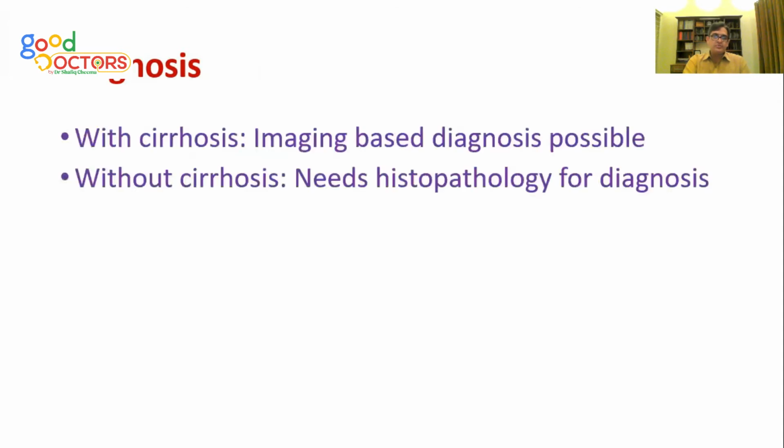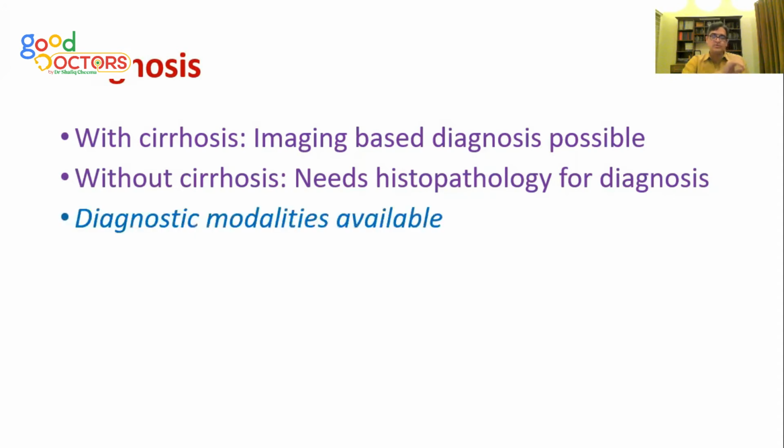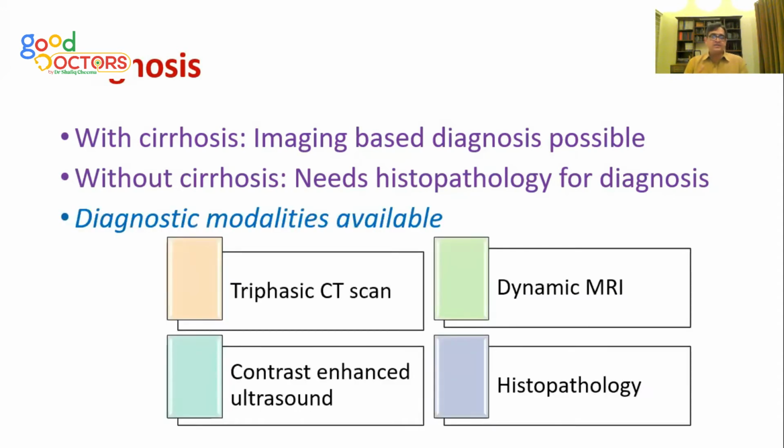Now let's move to the diagnosis. How do we diagnose hepatocellular carcinoma? One rule of thumb is if the patient has cirrhosis, then the diagnosis is possible with imaging modalities without biopsy. But if there is no cirrhosis, we will have to get histopathology done before labeling the patient as hepatocellular carcinoma. So you have 4 modalities: CT, MRI, contrast-enhanced ultrasound, and obviously histopathology.